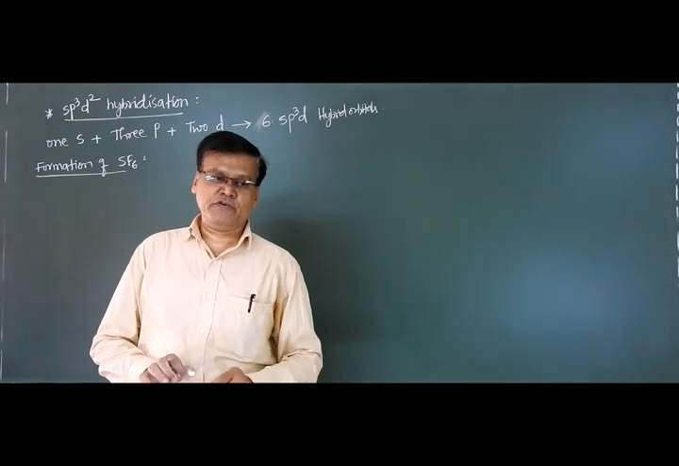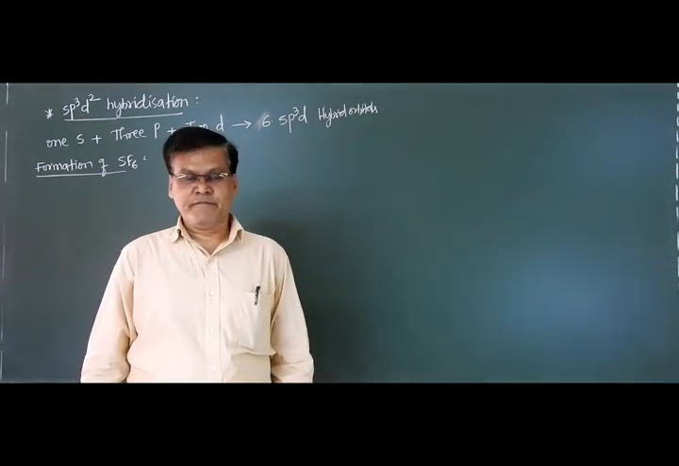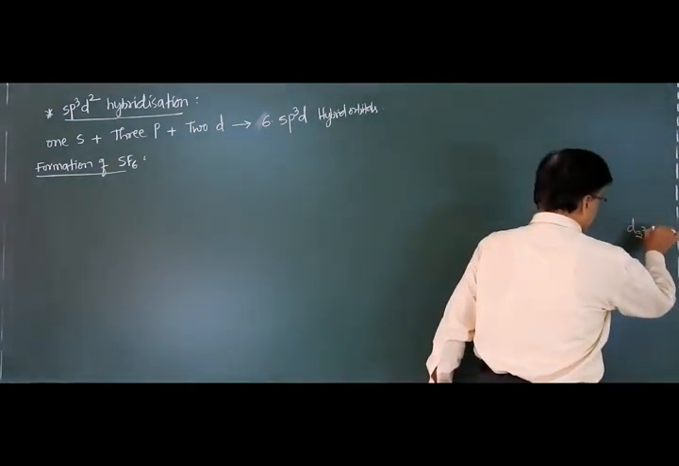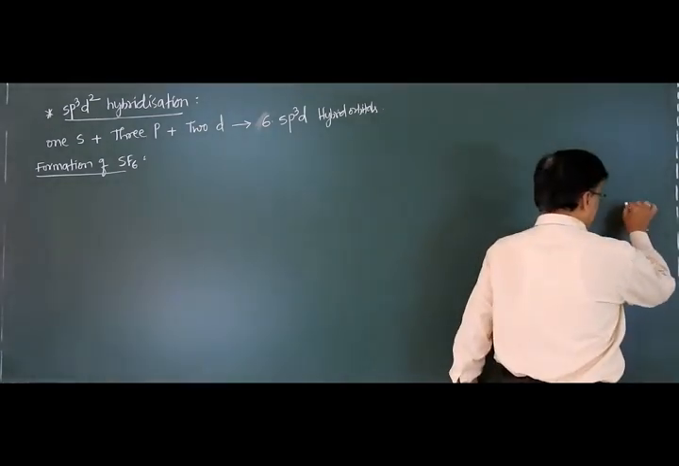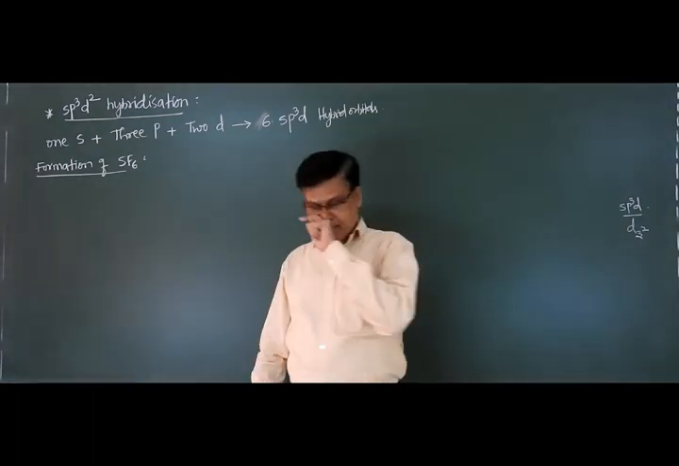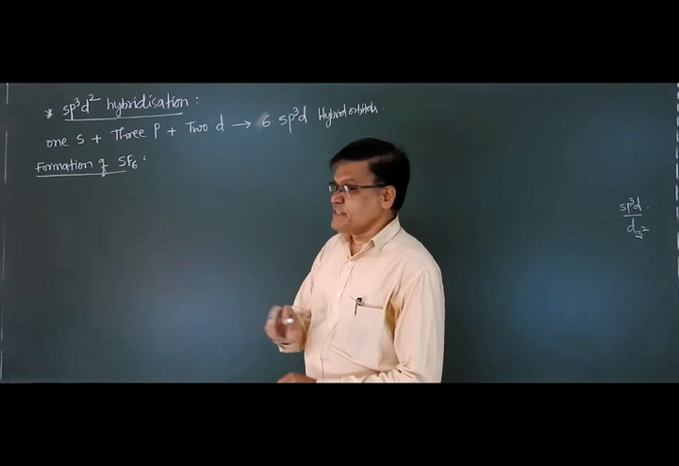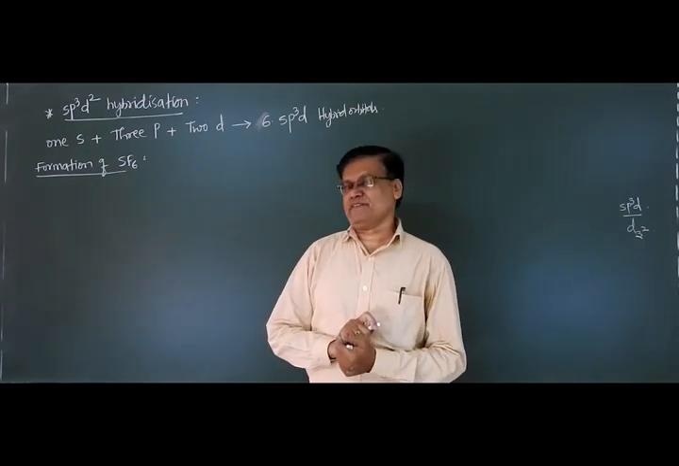Write down there, all of you. The dz square orbital is involved in sp3d hybridization. Clear? Now here, in the case of sp3d2 hybridization, which d orbitals are involved in hybridization? That is also a question.